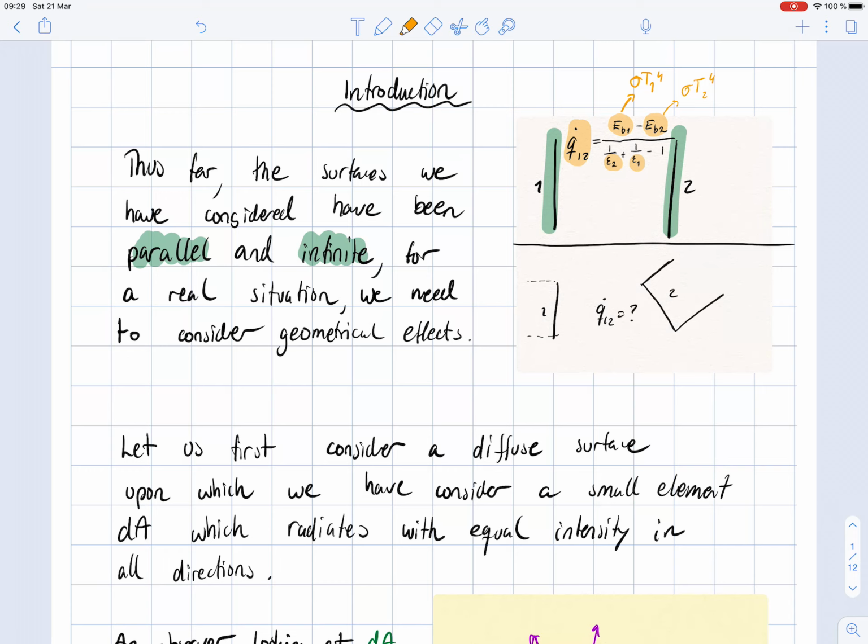Of course, in the more general situation, or a real situation, we have to consider geometrical effects in addition, because our surfaces are seldom parallel, or typically not parallel at least, and at least they're never infinite. So a more general situation we try to sketch here. We have surface 1, which is vertical, and we have surface 2, which is at an angle. And the question is then, what will the net heat flux be between the surfaces in such a configuration?